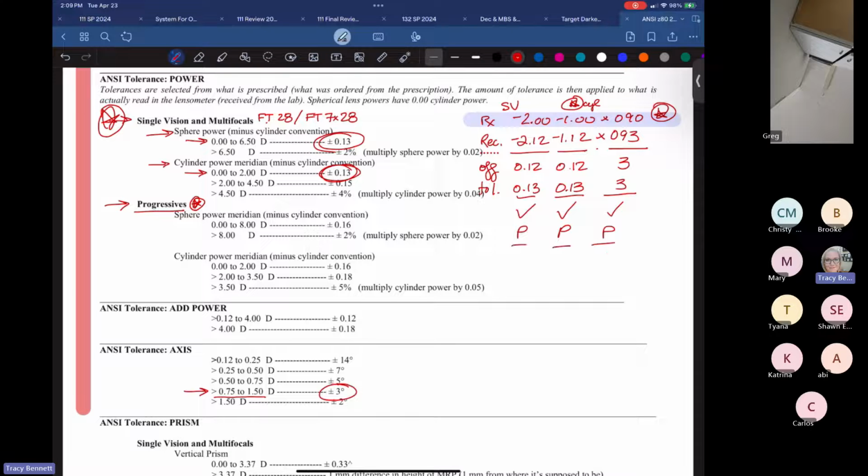So remember, we get 3 passes. Everything's good. Remember, too, that if we get all the way to the end and one thing fails, that lens fails, because this is one component of the RX, and each one of those components needs to pass in order to pass. If it fails anywhere, then all of it fails, no matter how well the rest did. Okay, can't pass it. All right.